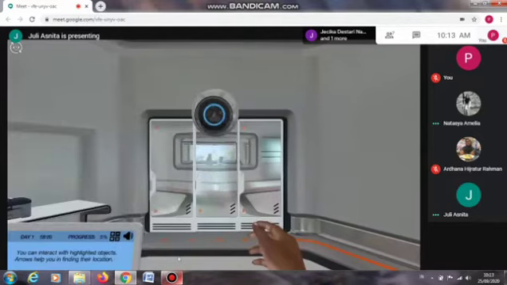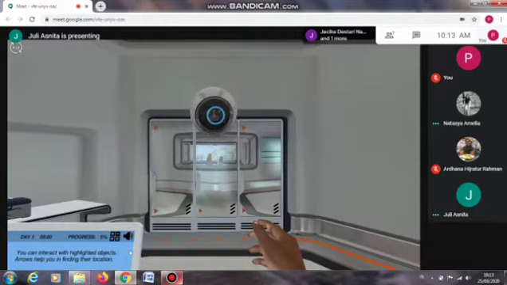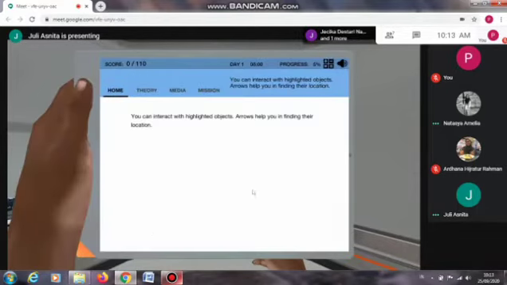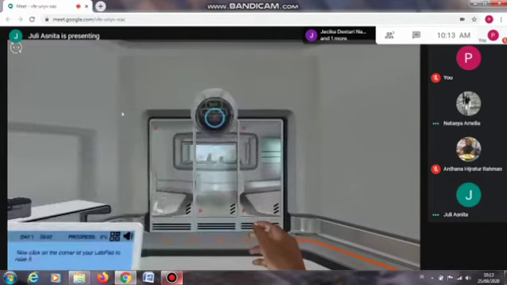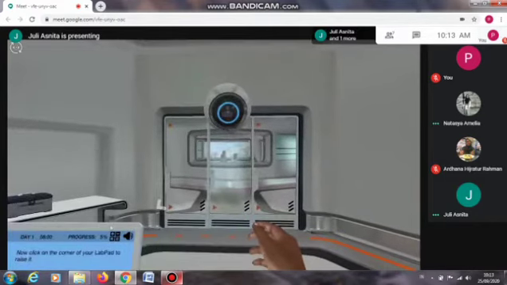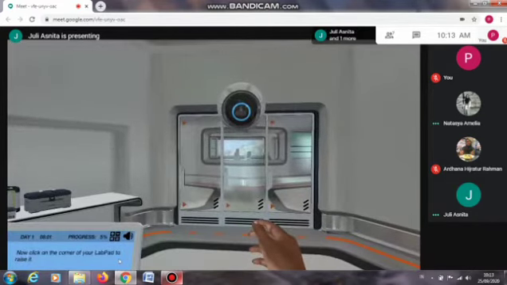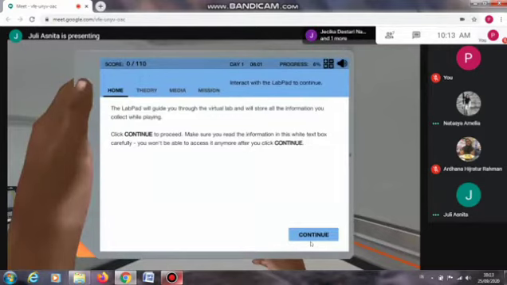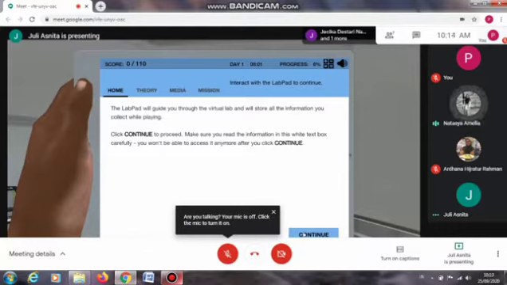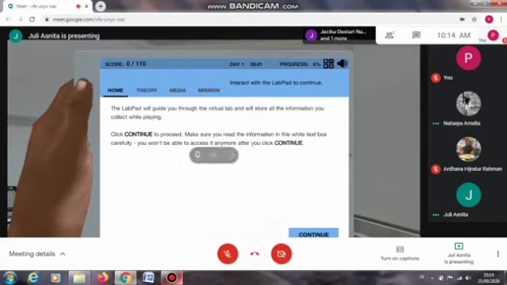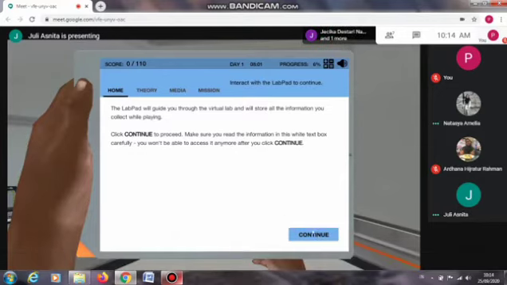You can interact with highlighted objects. Arrows help you in finding their location. Now click on the corner of your lab pad to raise it. The lab pad will guide you through the virtual lab and will store all the information you collect while playing. Okay, continue to proceed. Make sure you read the information in this white text box carefully. You won't be able to access it anymore after you click continue.